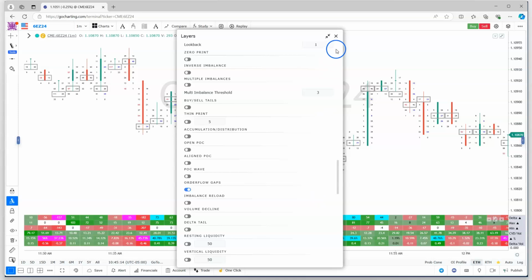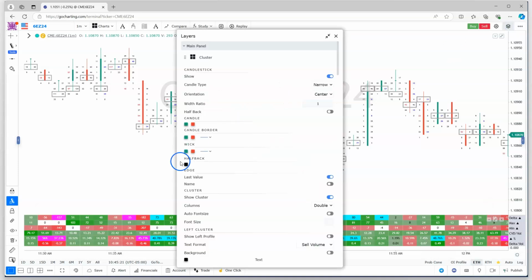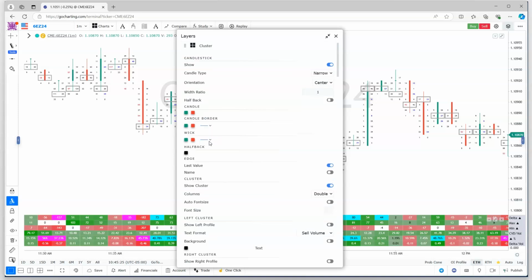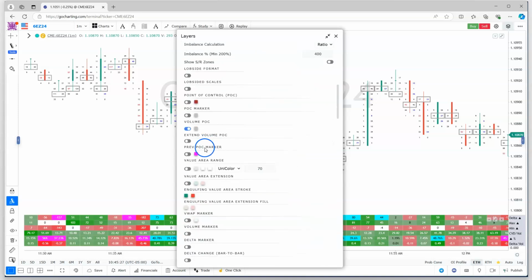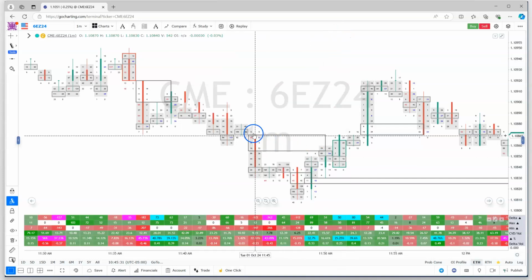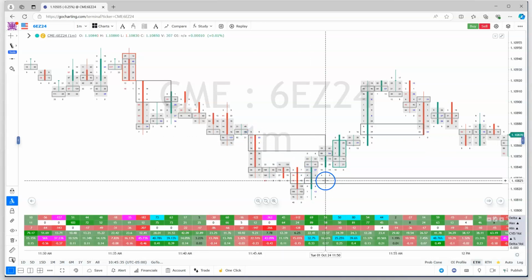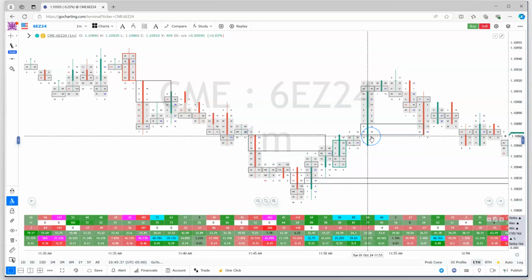Now, initially you might look at your chart and see, hey, I don't see any order flows gaps. Well, it's because it's related to the value areas. So what you're going to have to do is go into the cluster settings and enable the value areas. Now what you're going to see are the gaps right here. Bearish gap, bearish gap, bearish gap, bullish gap, bullish gap.